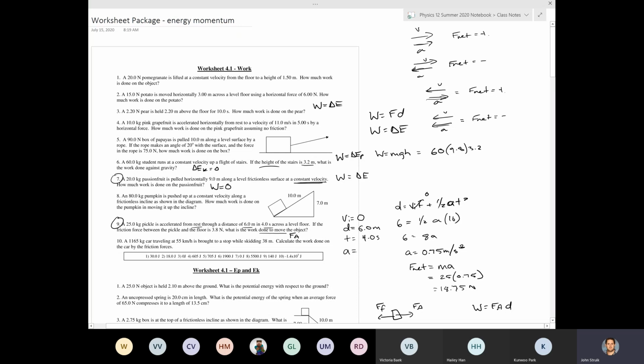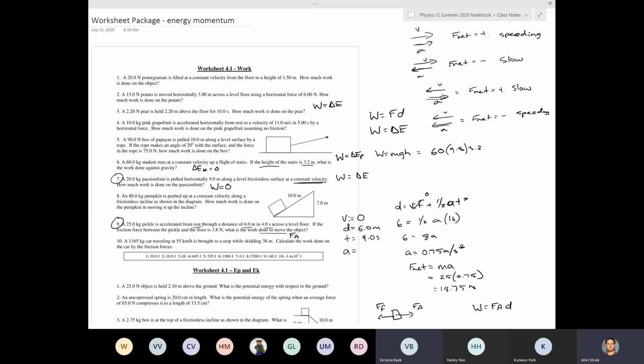Okay, but the difference between these things is this is speeding up. This is slowing. This is slowing down. And this is speeding up. Okay, so if acceleration is in the same direction as velocity, it's going to speed up. It's going to get faster. But if they're opposite, it's going to slow down.